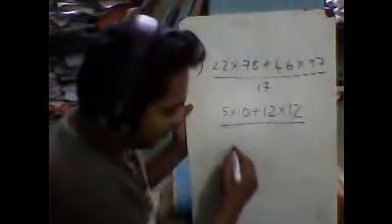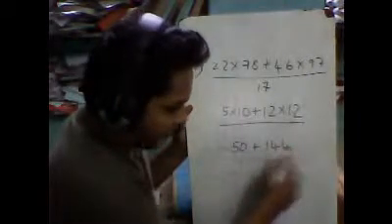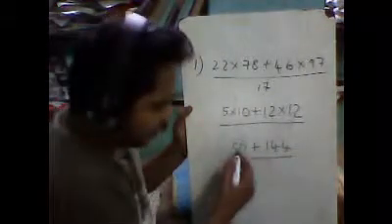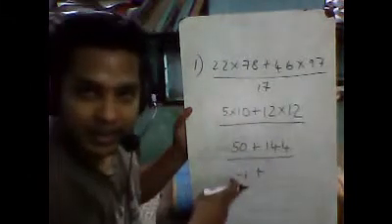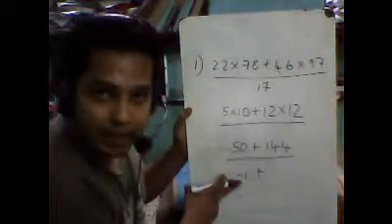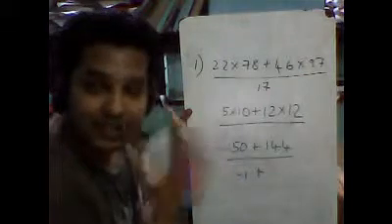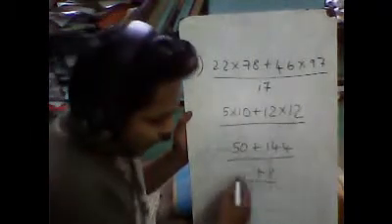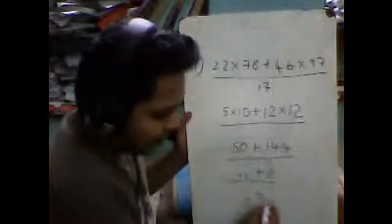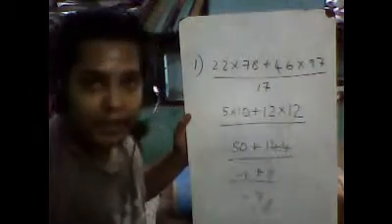Now take this: 50 plus 144. We can simplify it even further. 50 is minus 1 when divided by 17, so the remainder is minus 1. And 144: 17 into 8 is 136, so 8 is the remainder when 144 is divided by 70. 8 minus 1 is 7. 7 is the remainder when 22 into 78 plus 46 into 97 is divided by 70.